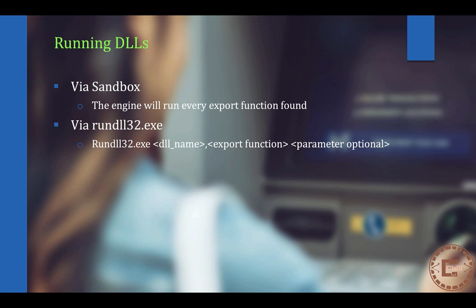You can also run it through a command in Windows called rundll. So you basically put the name of the DLL and the export function. You remember the exports are the functions available from the DLL. And sometimes you can also even pass parameters. That way you can call functions from the DLL, run it in the machine and see what it is doing.